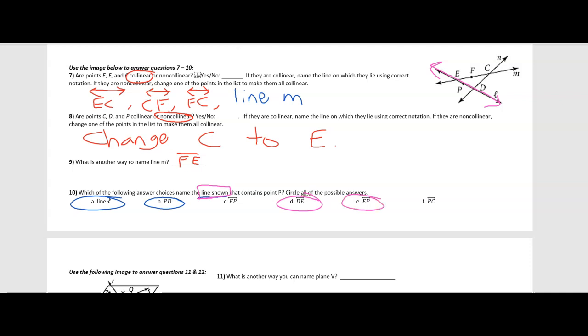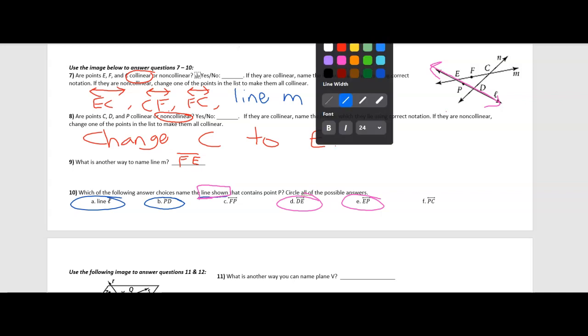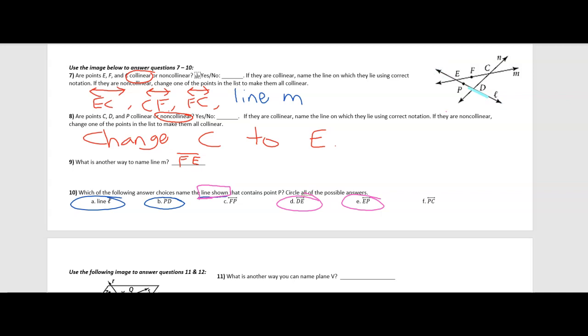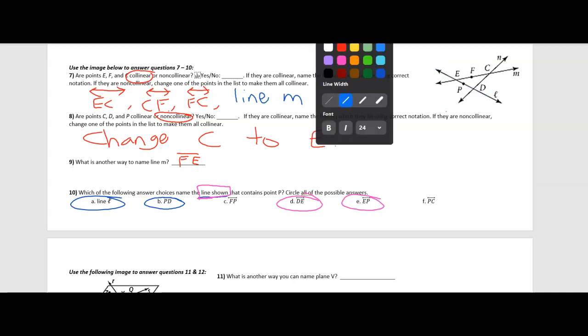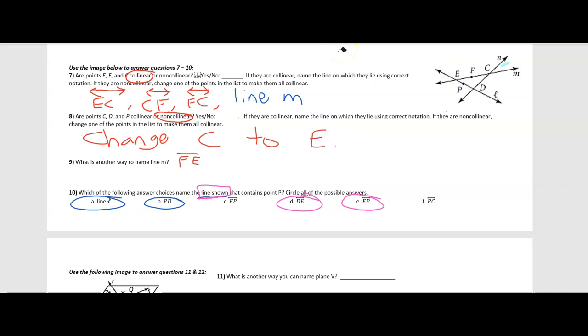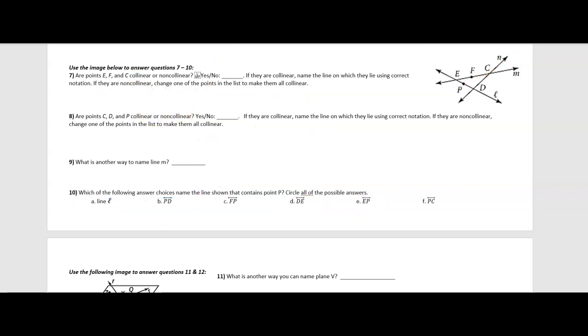And line PC, this is another case where PC could be a line because any 2 points form a line. However, it's not one that's drawn in our diagram, right? We'd have to sketch this in ourselves. So this one would not be correct. So we do have these 4 choices that I circled. Those would be the correct answers. All right, let's move on to the last page.